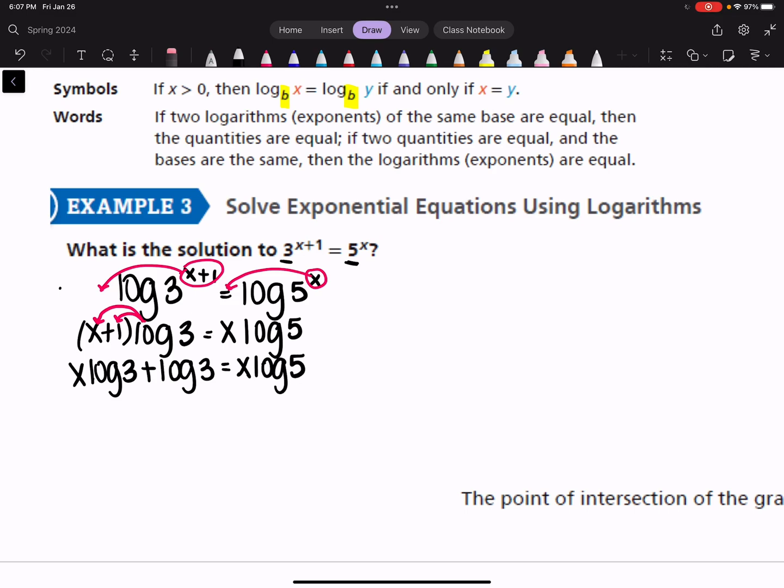Right. And now at this step, I'm thinking of ways that I can maybe factor something out or get x to be on one side. So I'm going to bring my x's over to the left side of the equation, and I'm going to bring my log of 3 over to the right, because I know I can evaluate log of 3 and get an actual number, but I need my x's to be on one side for that to happen. So I'm going to subtract x times log of 5, and I'm going to subtract log of 3 in order to move them to each side.